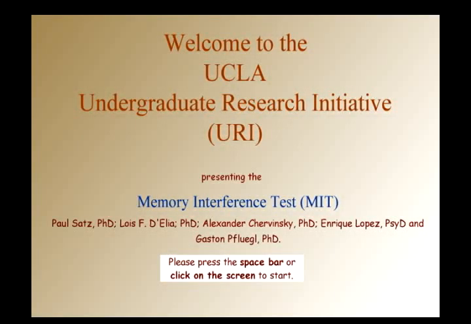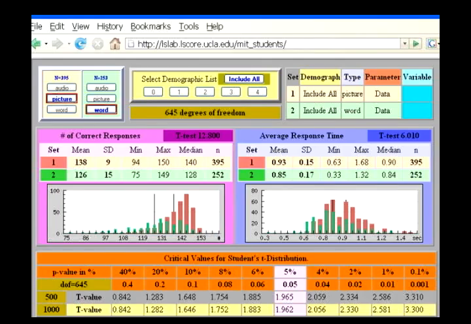In this lab, you will be performing the memory interference test. This computerized memory interference test, referred to here as the MIT, was designed in 3 versions: picture, word, and audio. If you agree to do this test, you will contribute real data to a database, which you will later use to formulate and test your hypothesis. You will be doing a t-test analysis using the web-based interface shown here.